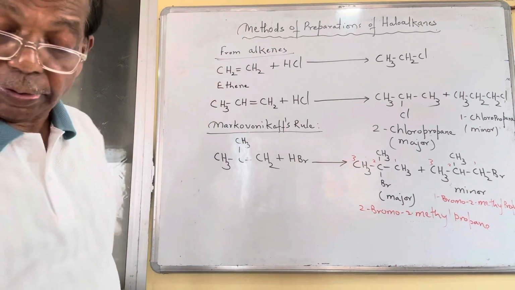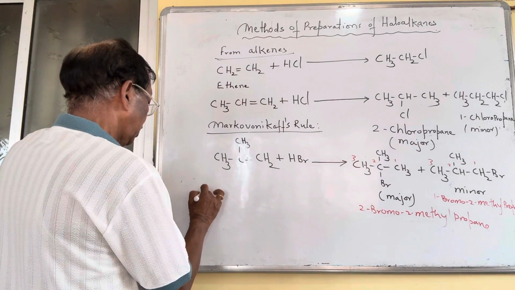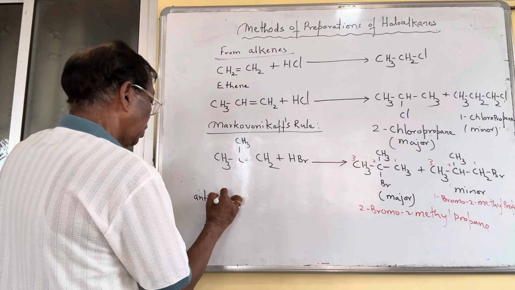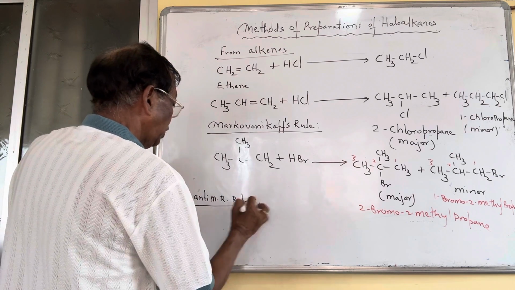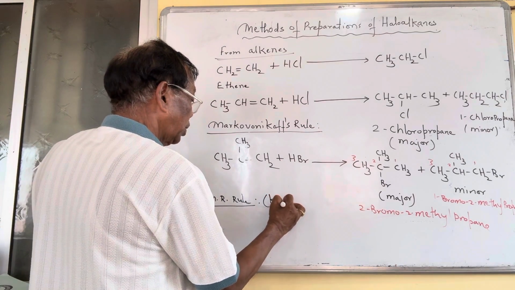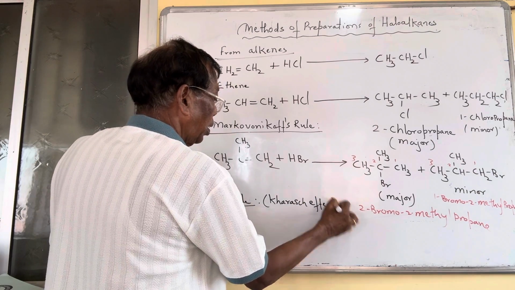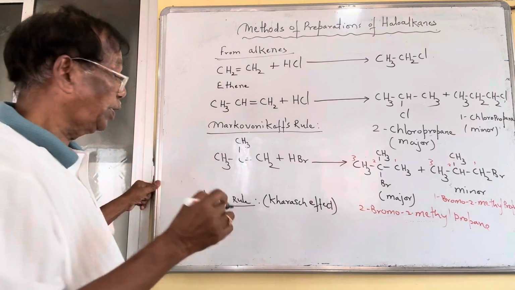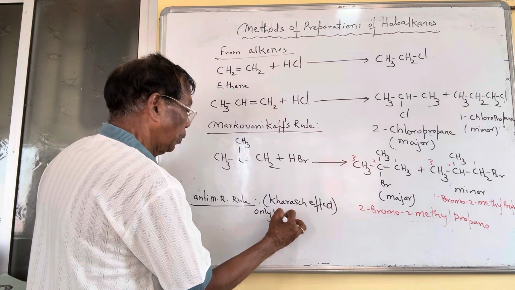So that is what is called the anti-Markovnikov rule. Let me explain to you what the anti-Markovnikov rule is. It is also called the Kharash effect. Now what that rule tells you applies only to the addition of HBr. Remember, only HBr addition.